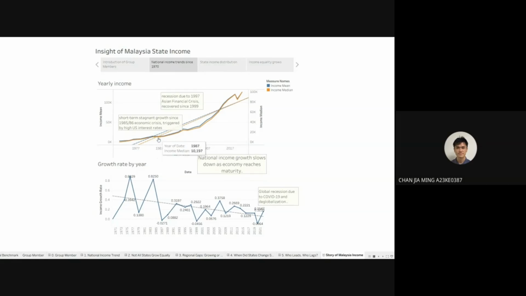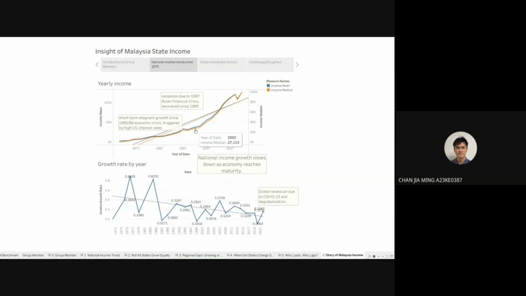But very soon after that, we stabilized our economy and started to have a small boost until we had a recession due to the 1997 Asian financial crisis. But again, it was just a short-term crisis and we have recovered since 1999. We can see from the graph as well that it has an overall upward trend since 1999.